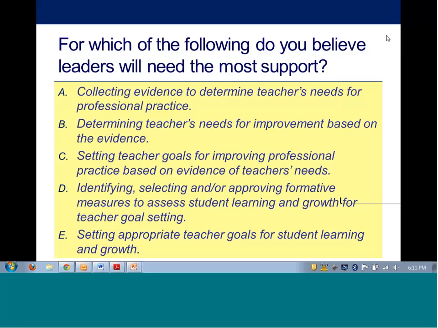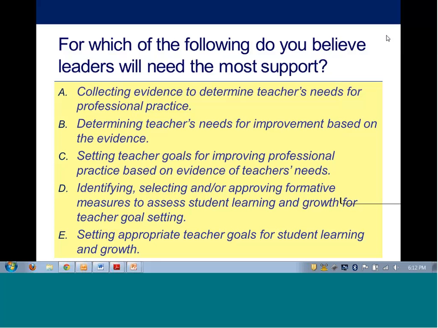Interestingly enough, nobody selected collecting the evidence to determine teachers' needs. Pretty much we feel that leaders are going to be comfortable with that. But look at how spread out this is. This is a very flat distribution. Statistically, that means that we're in a lot of different places. There's a wide range of leaders' needs out there that you're anticipating, which means that we really need to think through how we can provide those supports for them.